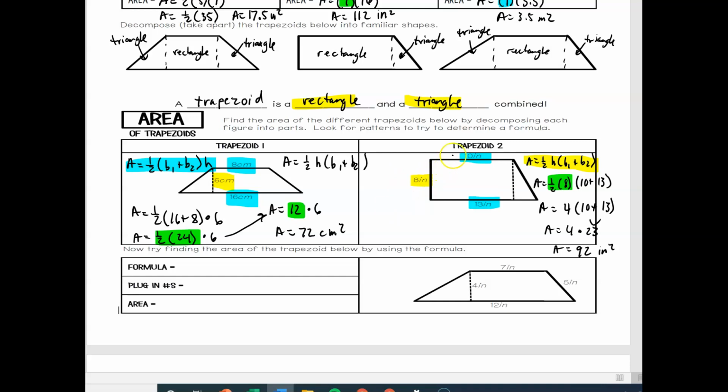If I did the number 2 exactly like I did number 1, I would still come out with the same answer. It just would require me to take half of an odd number, which would give me a decimal that I would then multiply, but I would still get 92 inches squared.